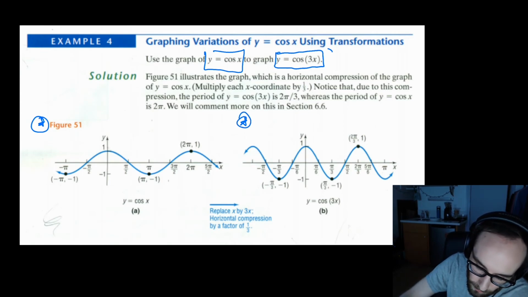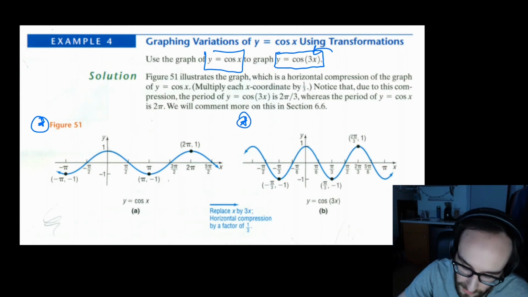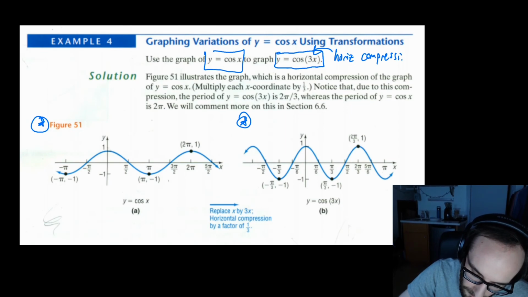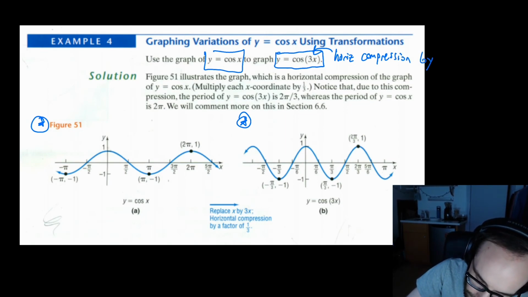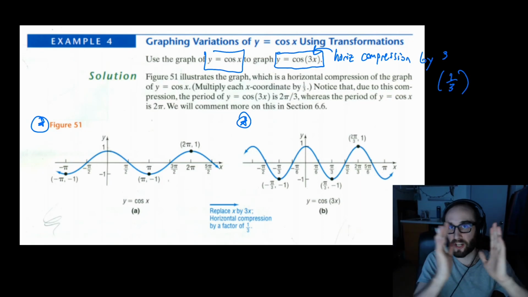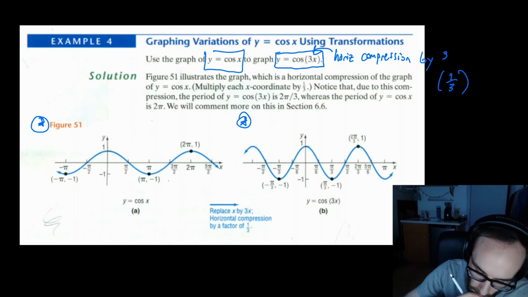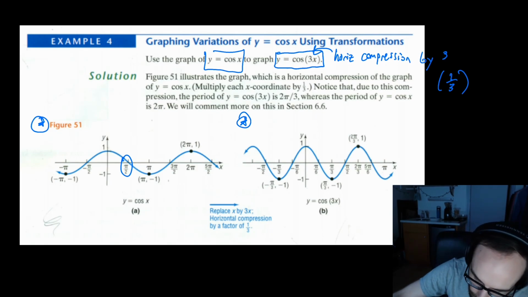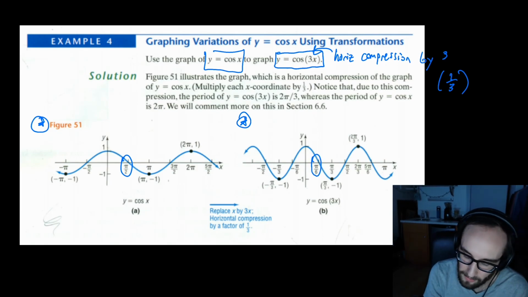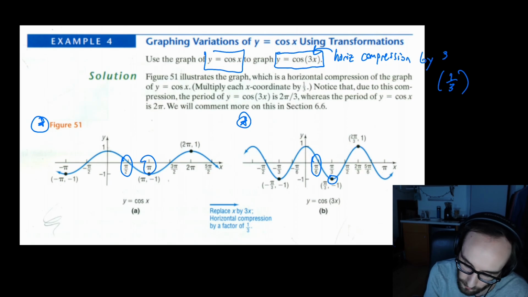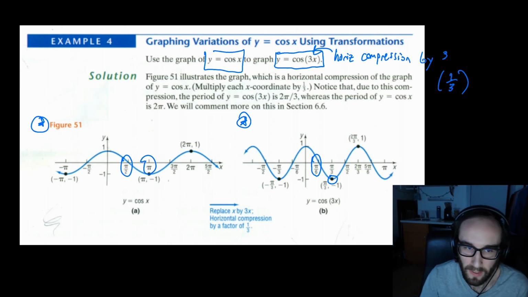So what's happening here is we're multiplying the input by 3, which means we have a horizontal compression by 3. In other words, we're multiplying all of our inputs by 1/3. We're squishing it by 1/3. So the example here is, as you can see, at pi over 2, cosine is 0. So we take pi over 2, divide it by 3, and we get pi over 6. So now cosine is 0 at pi over 6. Same thing here. At pi, usually we're at -1. To the right here, we have pi over 3. So divided by 3, we reach -1.